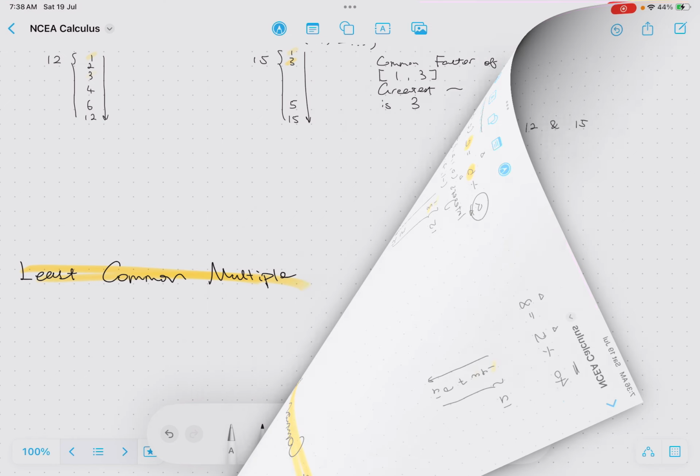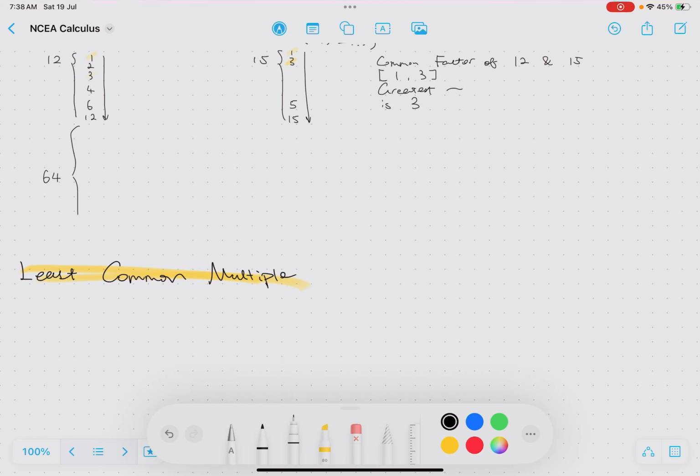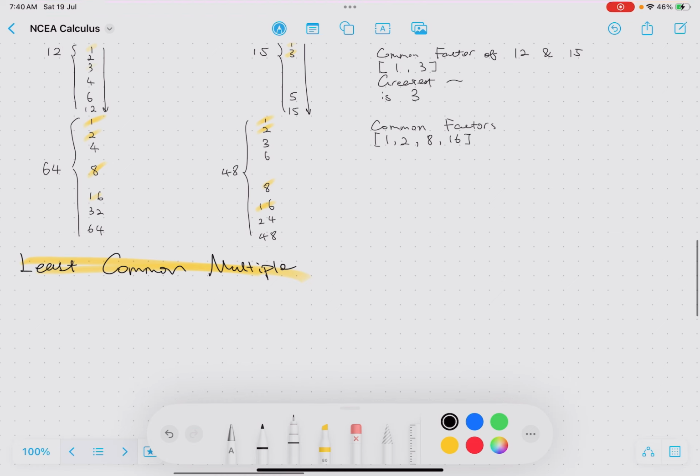So now let's look at some larger numbers. I have 164 here, and then 232, 4, 16, and then 8 and 8. That just leaves us with 8. On the other side, let's have 148, 2, 24, 3, 16, 6, and 8. If we list out the common factors, there's going to be 1, 2, 8, 16. And the greatest common factor of them all is 16. Hope that makes sense. And now let's move on to the least common multiple.